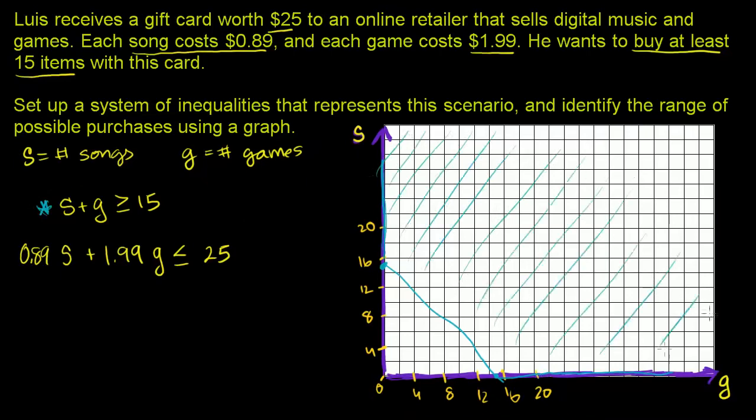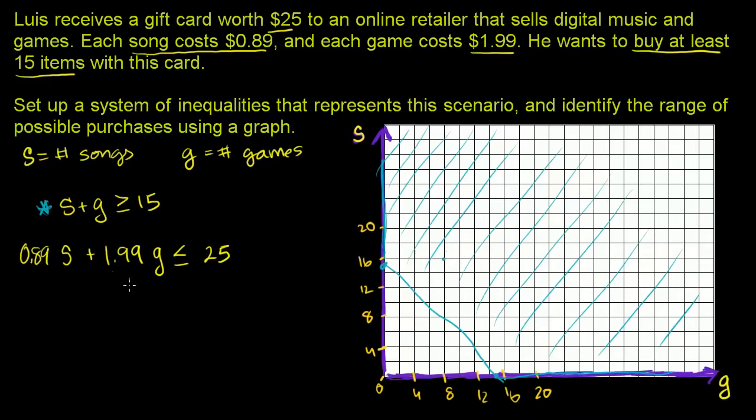If you pick any coordinate here, and really you should think about the integer coordinates because we're not going to buy parts of games, but if you think about all of the integer coordinates here, they represent combinations of S and G where you're buying at least 15 games. For example, here you're buying 8 games and 16 songs. That's 24. So you're definitely meeting the first constraint.